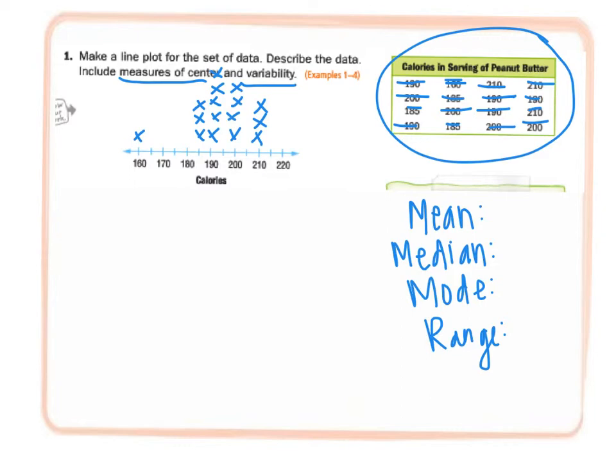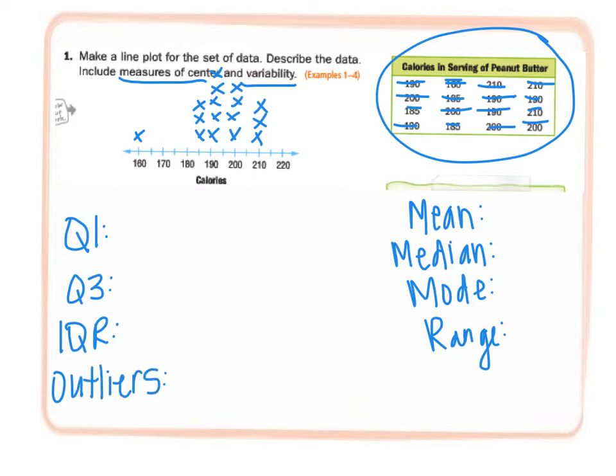Then the variability is Q1, Q3, the IQR, and check for outliers. So go ahead, pause the video, try those, and then I will put the answers up here, but make sure you pause it right now so that you aren't seeing the answers.